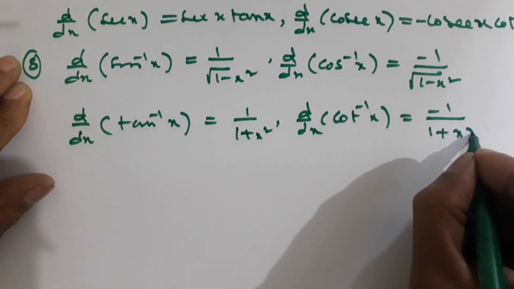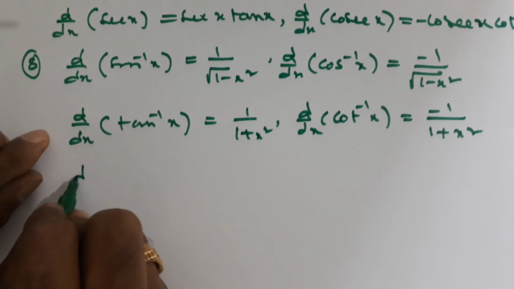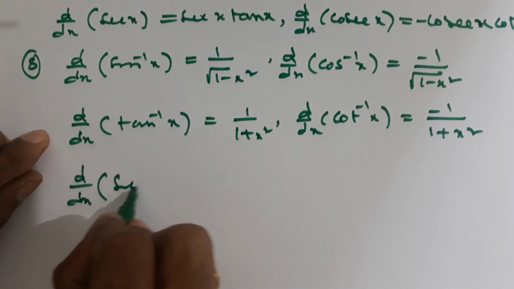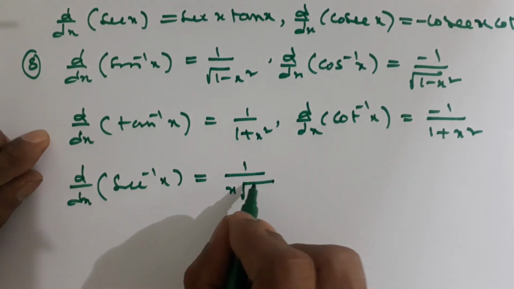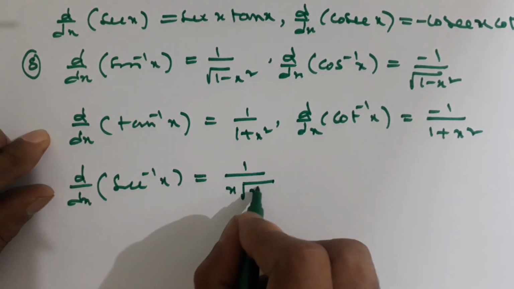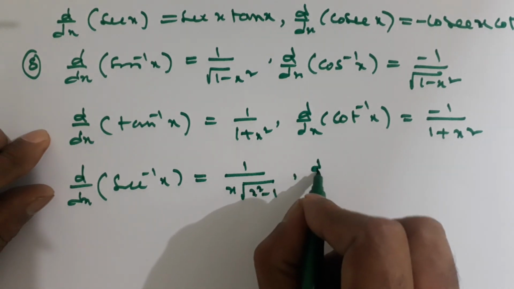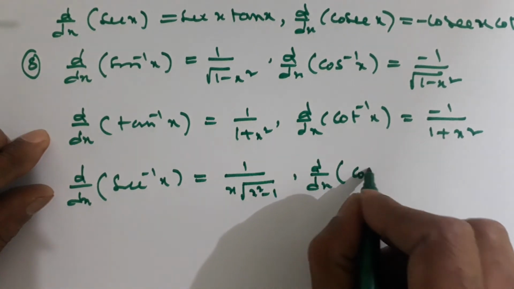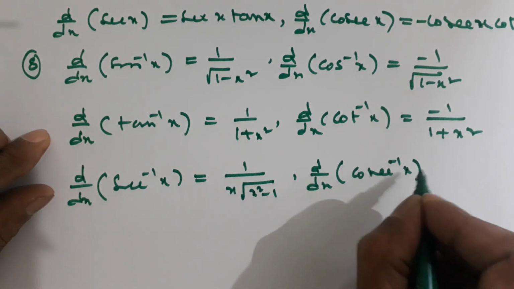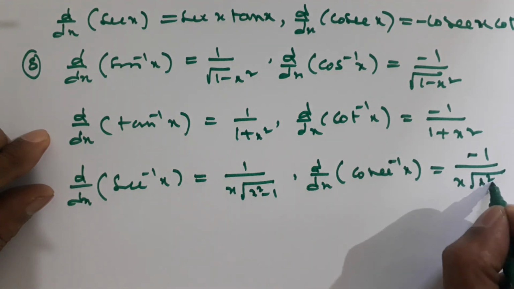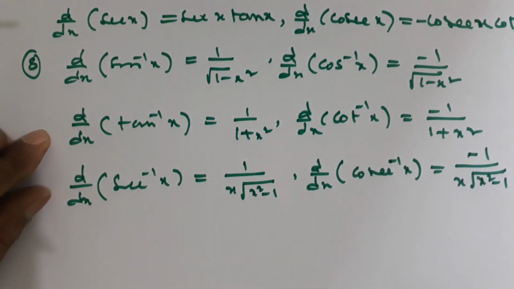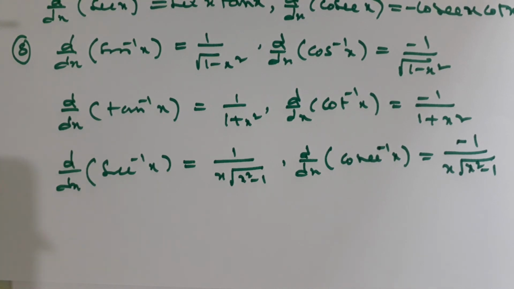Next, d by dx of secant inverse x is equal to 1 by x into root of x square minus 1, d by dx of cosecant inverse x is equal to minus 1 divided by x into root of x square minus 1. These are all the derivatives of inverse trigonometric functions.